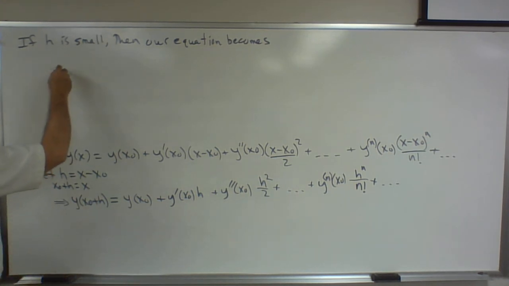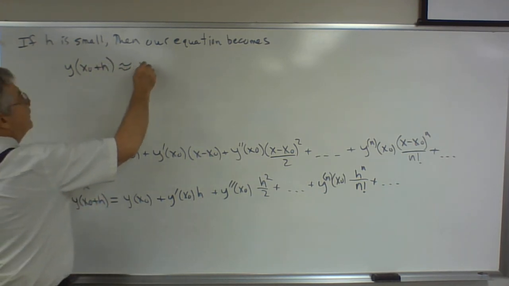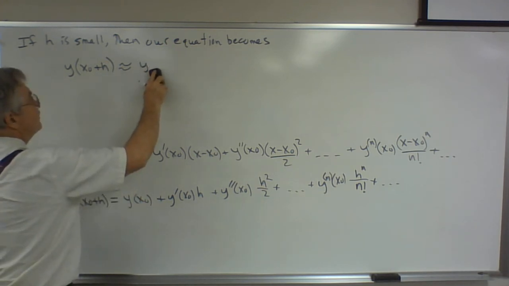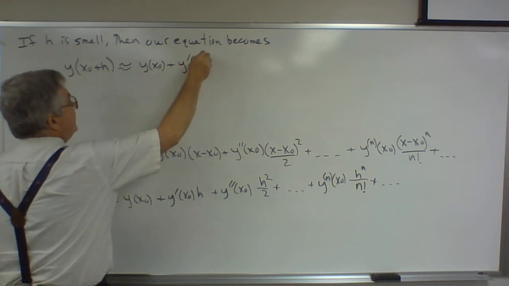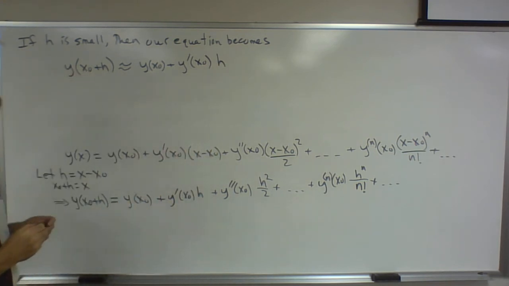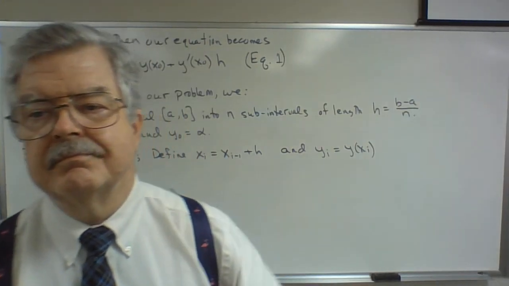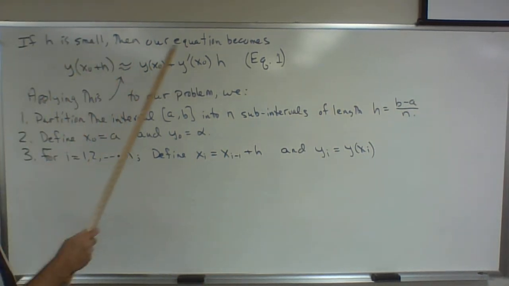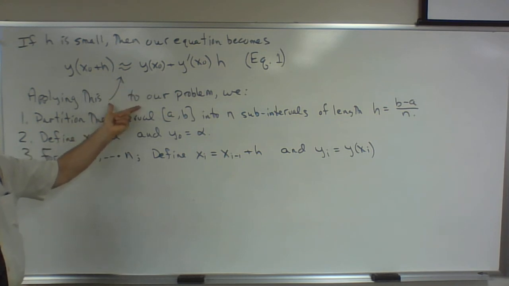So our equation is going to become y evaluated at x naught plus h is approximately equal to, let's see, y evaluated at x naught plus y prime evaluated at x naught times h. If h is really small, then essentially this is what y evaluated at x naught plus h is going to look like. If h is small, we can throw away all the terms except for these two on the right side. And that's a good approximation for y evaluated at x naught plus h. And we're going to take this relationship and apply it to our problem.